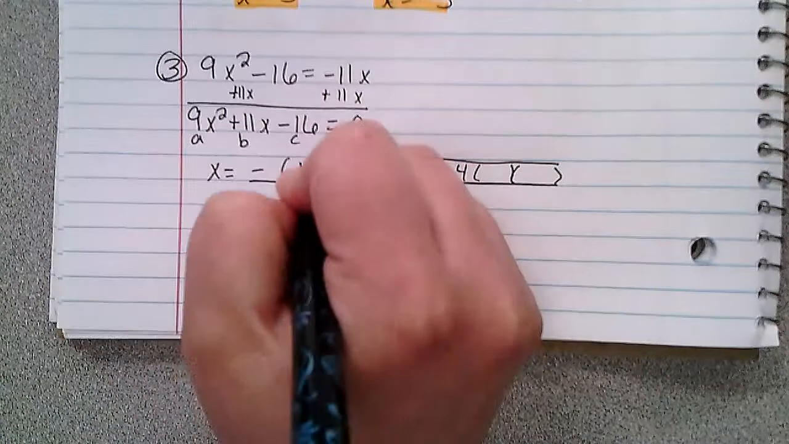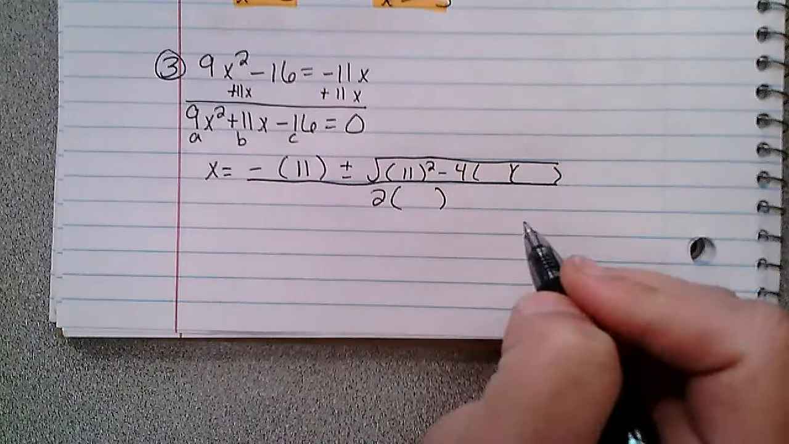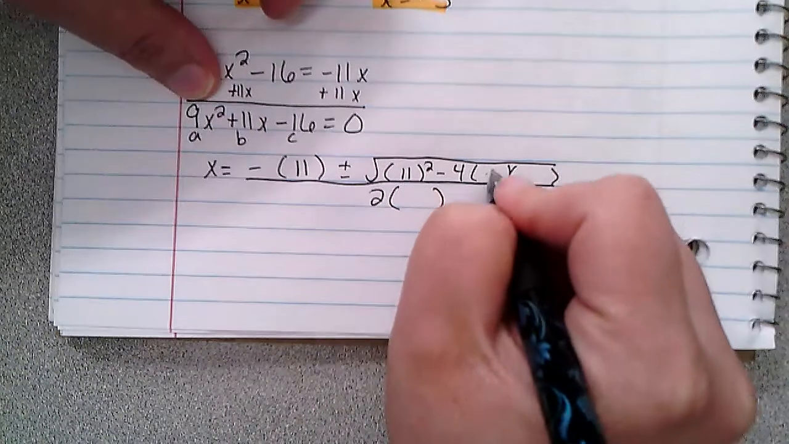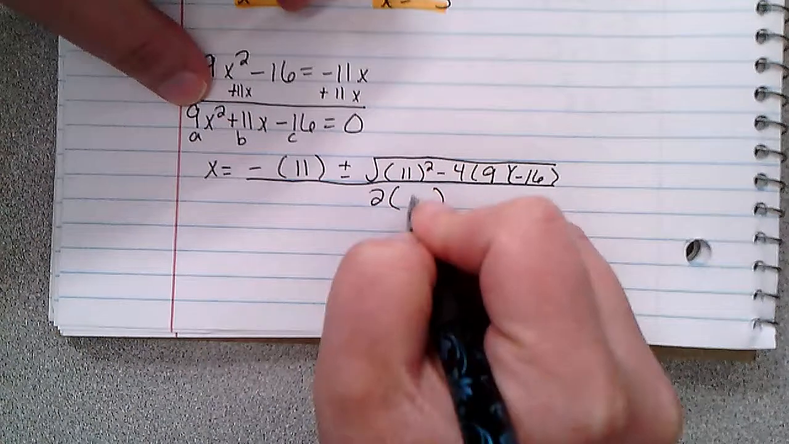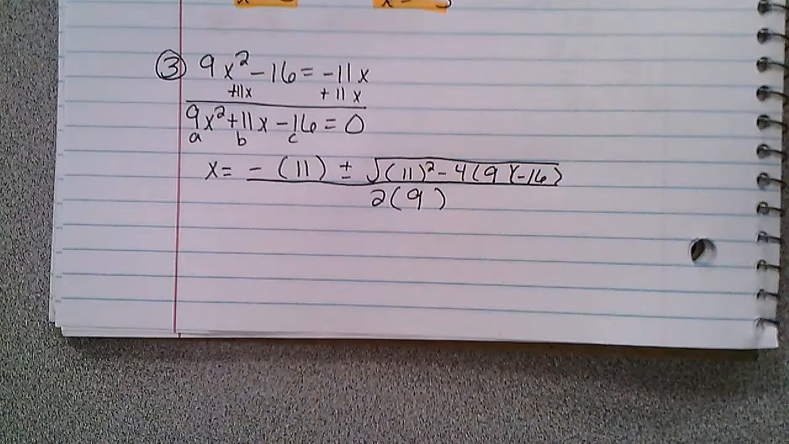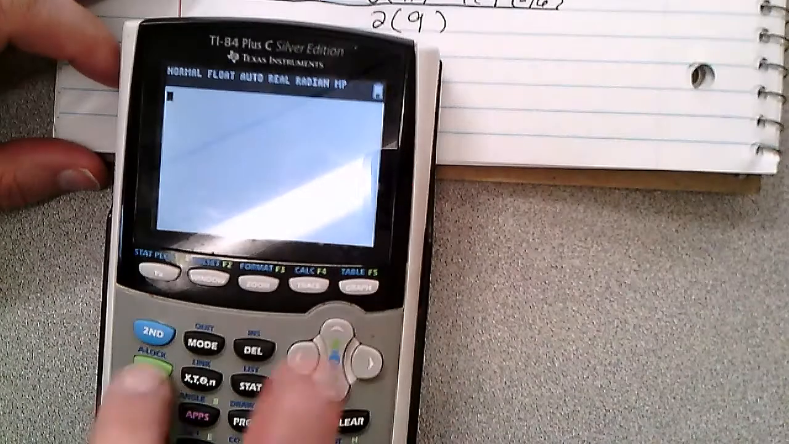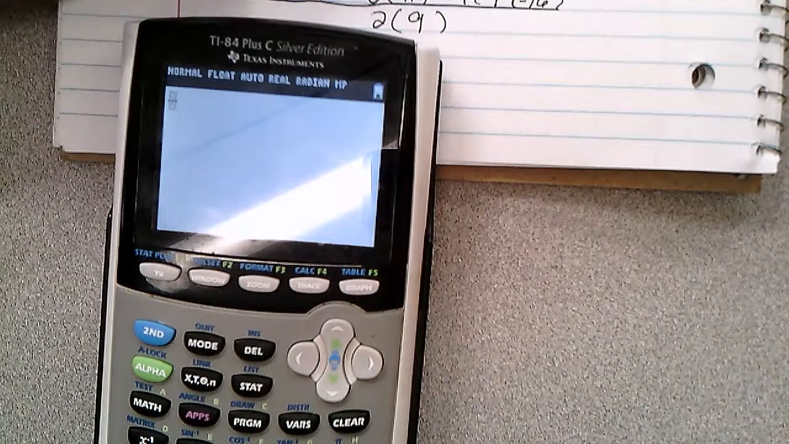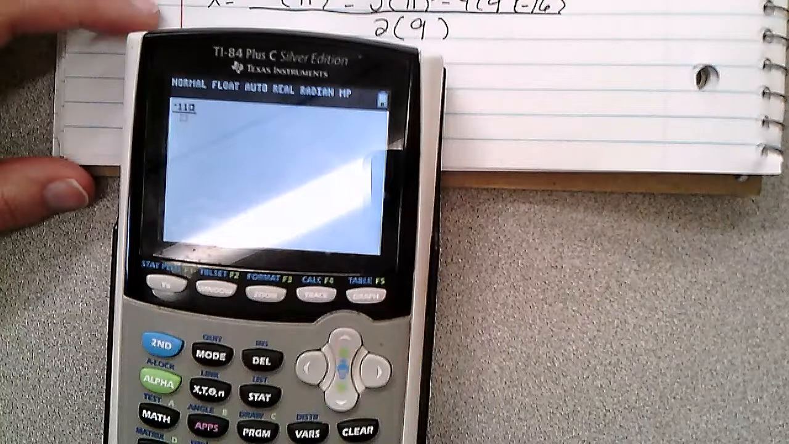So negative b plus or minus the square root of b squared minus 4ac, over 2a. All right, so just plug those in where they go. Type it in the calculator. Now on this one, I could leave out the parentheses on the negative 11, so I think I'll do that.